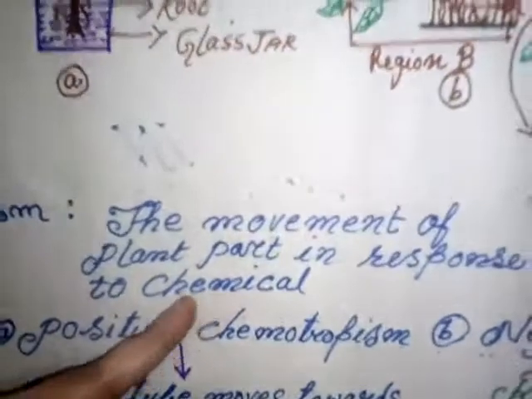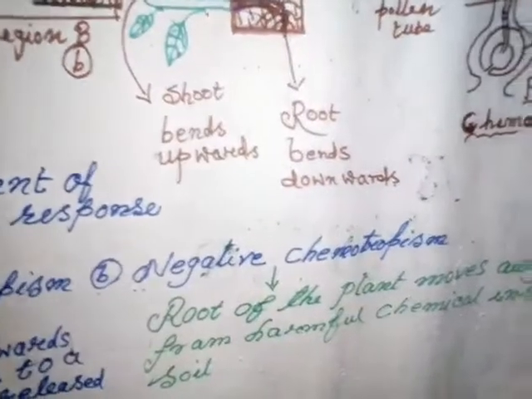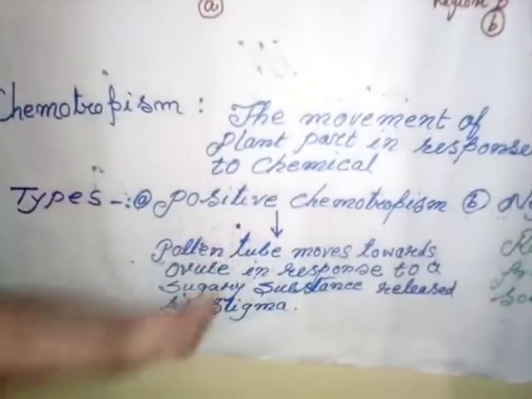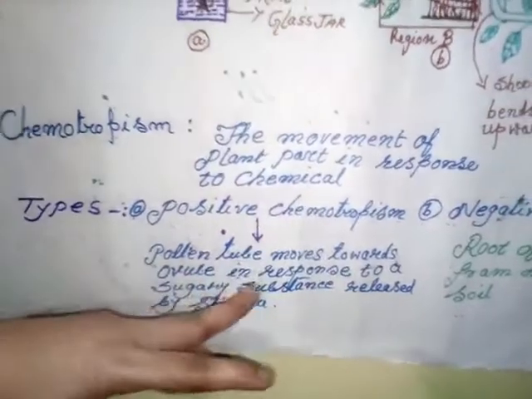What do you mean by chemotropism? The movement of a plant part in response to a chemical is called chemotropism. It is of two types, positive chemotropism and negative chemotropism. What is positive chemotropism? Movement of a plant part towards a chemical is called positive chemotropism. I am giving an example of the same.